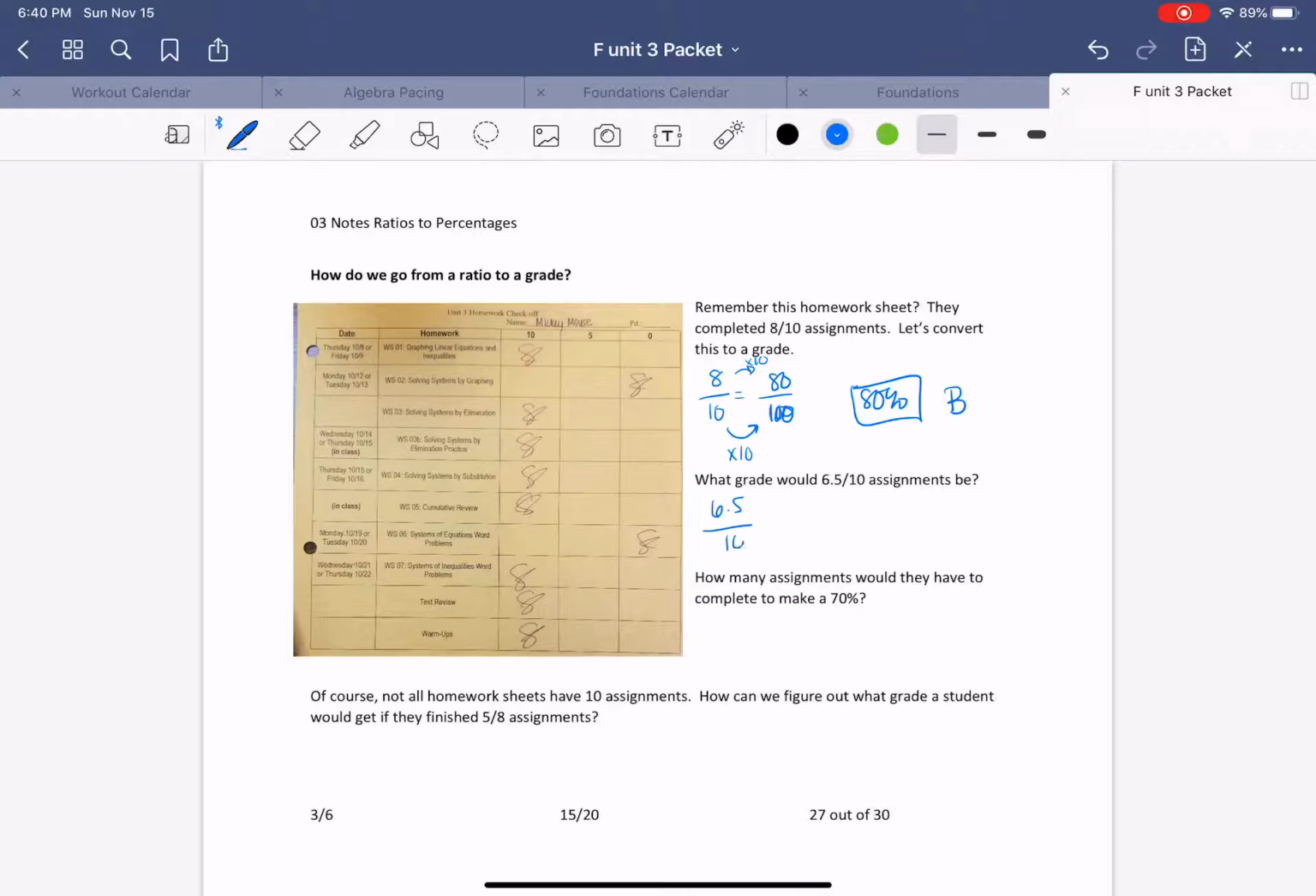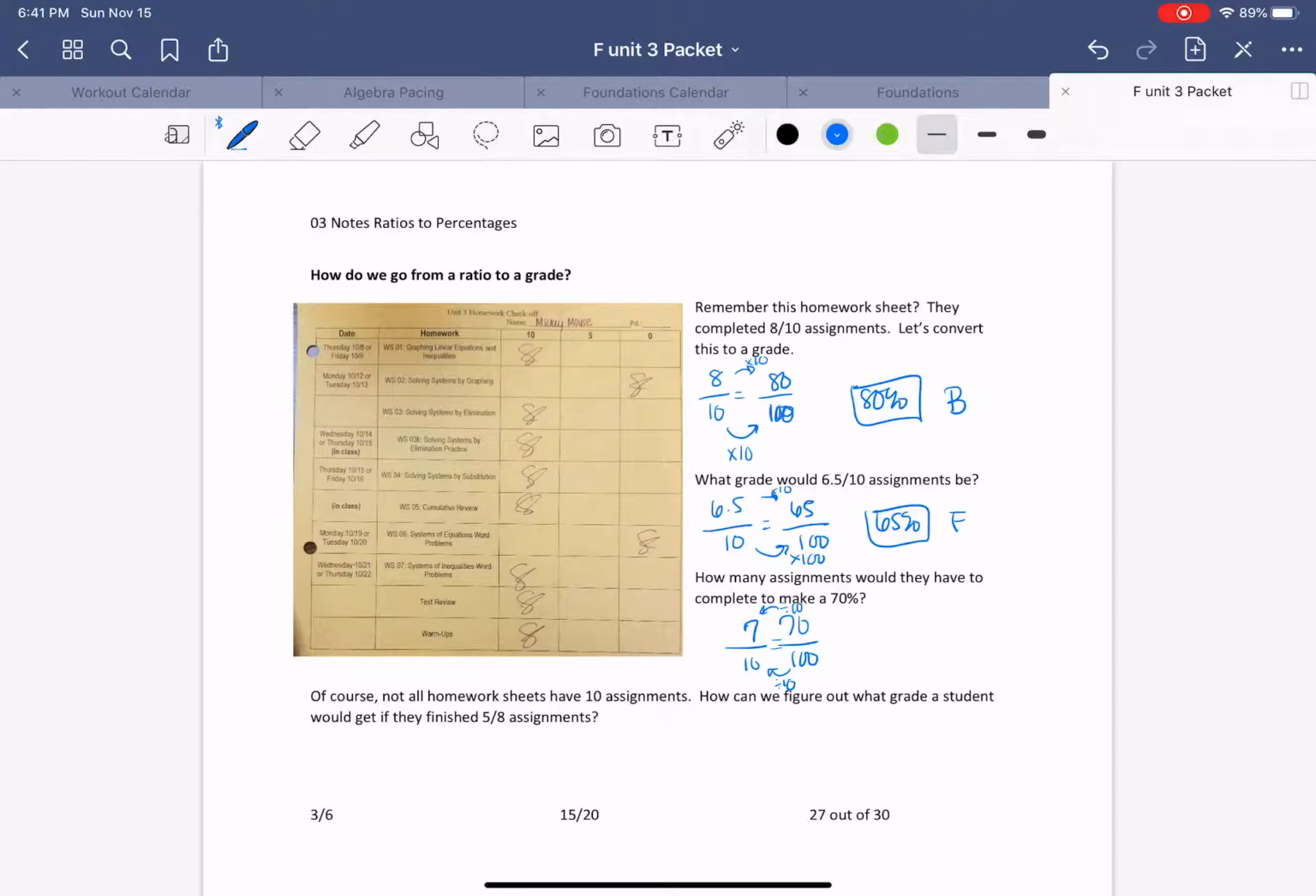Okay, if they did 6.5 out of 10, again, we're multiplying by 100. And that's going to be 65%, which is a failing. How many assignments would they have to complete to make a 70%? So they have 70 out of 100. How many out of 10? Well, 100 divided by 10 is 10, so I divide 70 by 10 to get 7.